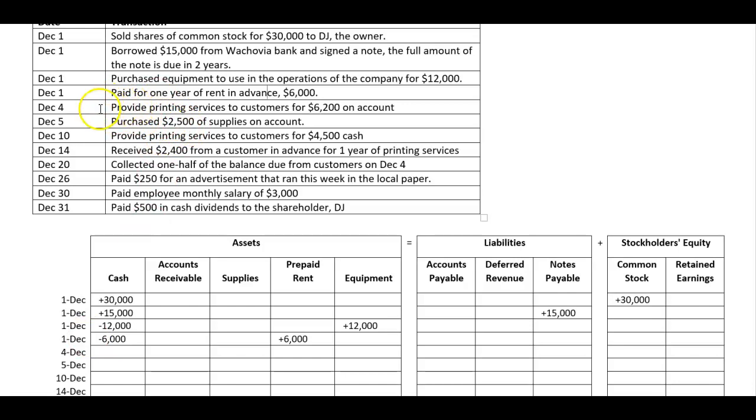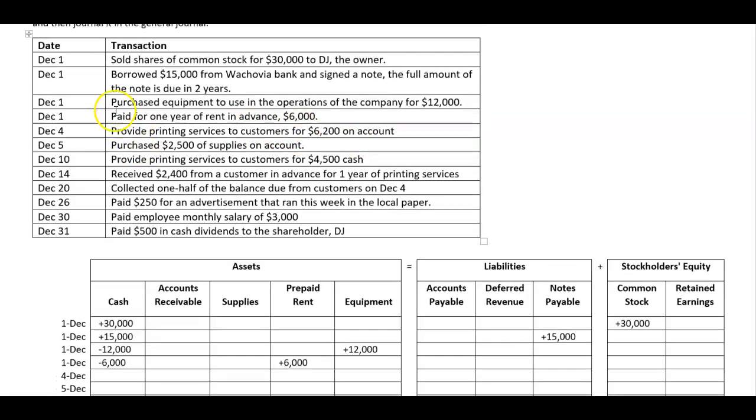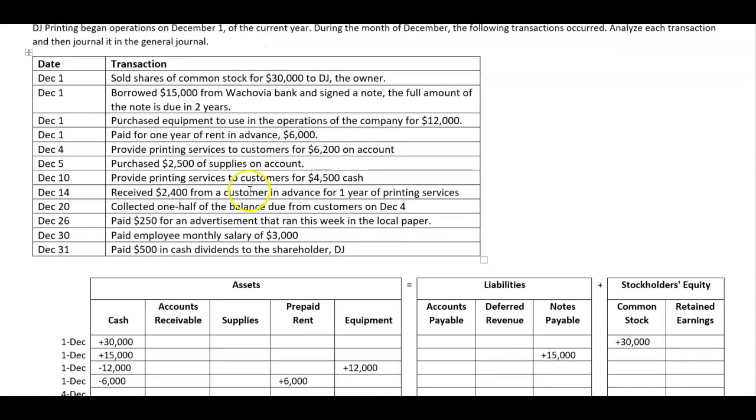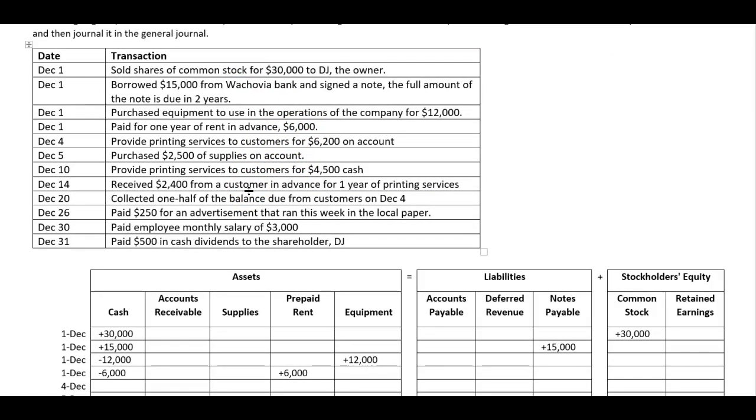All right, December 4th, we provide printing services to customers for $6,200 on account. Ooh, let's talk about this just a little bit. Now remember, DJ Printing, we are a printing company, so therefore we're going to print stuff for people, whether it be just regular copies of stuff, or maybe we print signs and posters.